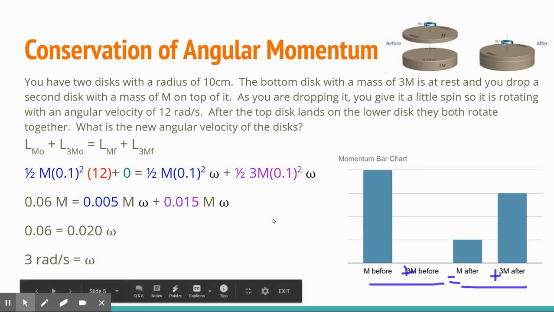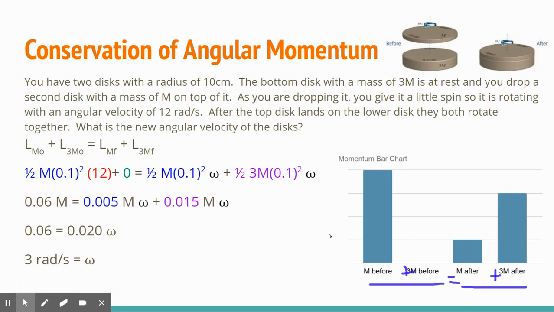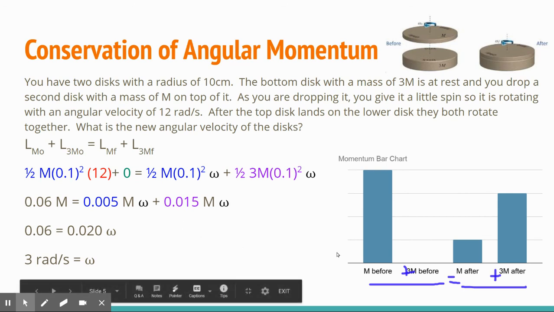So this is really pretty straightforward. And then the next thing that I'm going to do is an example with something that does not seem like it should have angular momentum. So watch that video next.